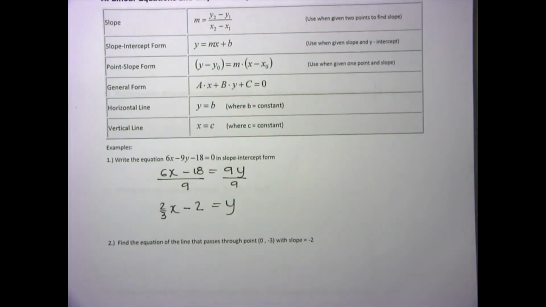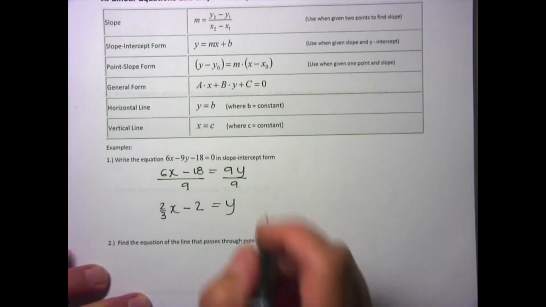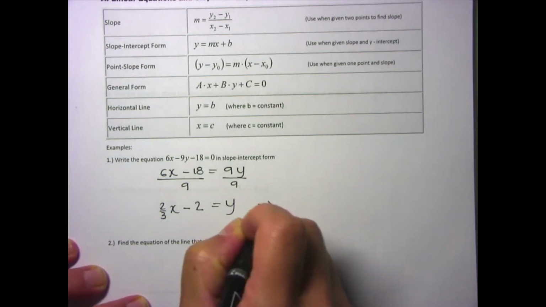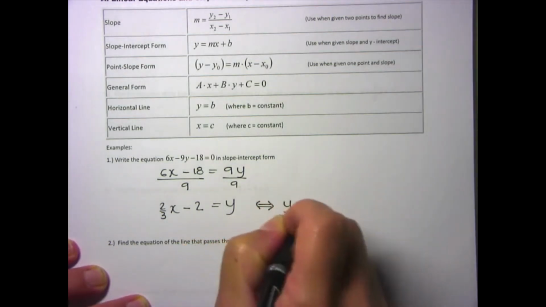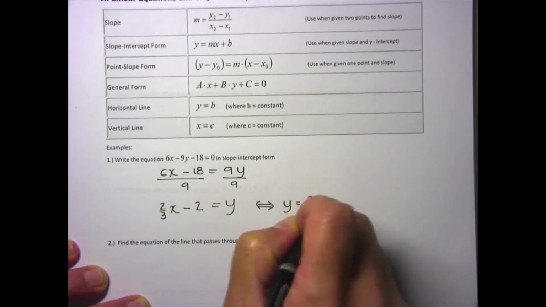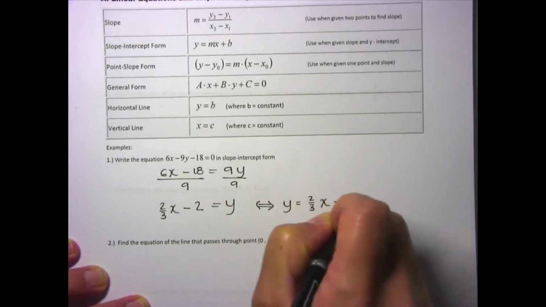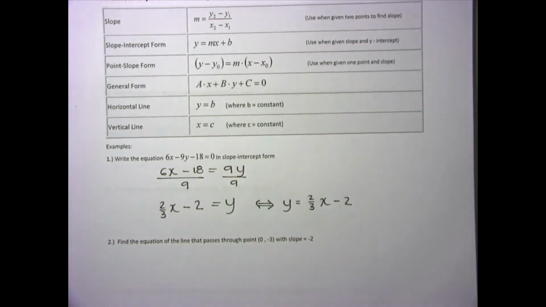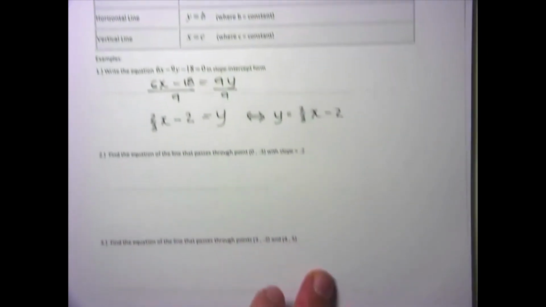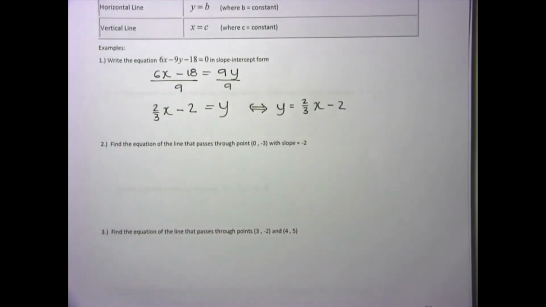All right, so a line, of course, becomes a whole lot easier to graph once we have it in slope-intercept form. I want you to be comfortable that just because y is on the right-hand side of the equation, it doesn't matter. 2/3 x minus 2 means the exact same thing, right? All right. Example number 2.